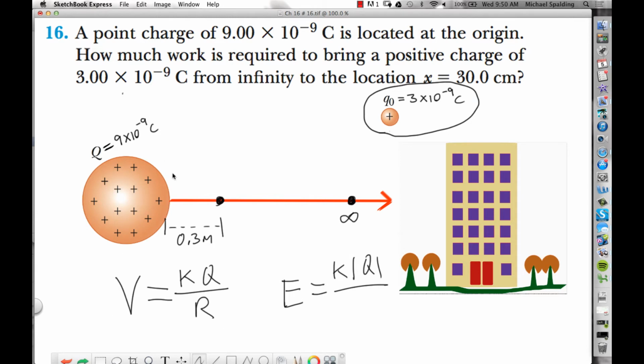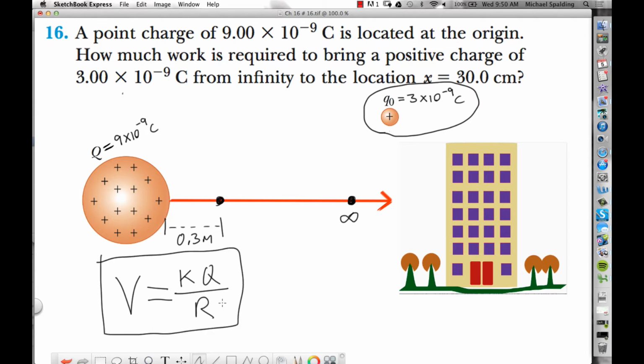All right, so back to the idea of infinity. What is the significance of infinity? Look at the equation here for electric potential. This is what we're going to be using. If R is infinity, then what happens to V? It's 0. So we have 0 volts there.